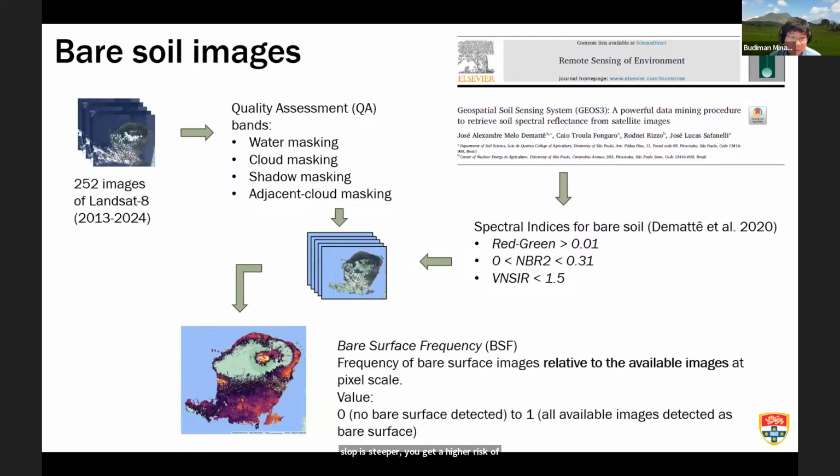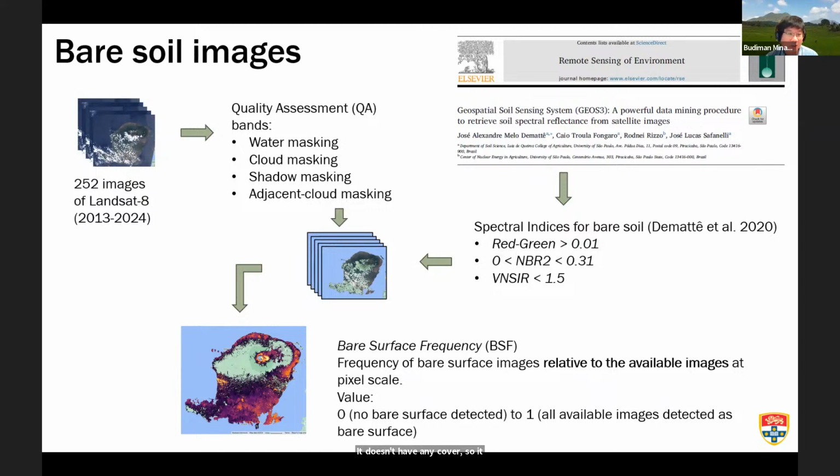But the slope is just one factor. The other factor is the coverage of the soil, or whether the farmer keeps tilling the soil. If the soil is always fallow or bare, it doesn't have any cover, so it will have a higher risk of erosion.